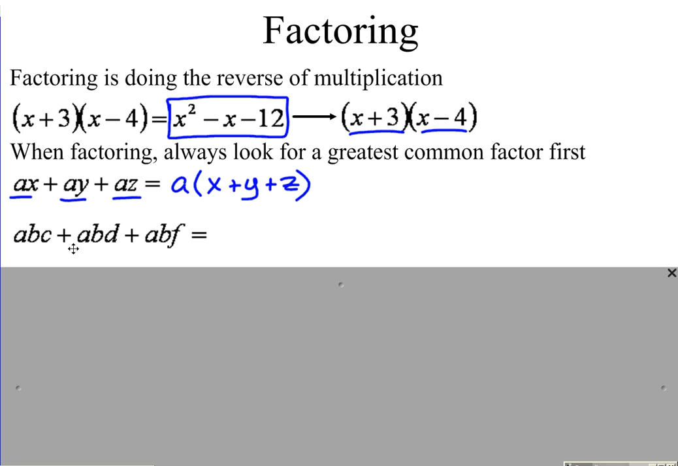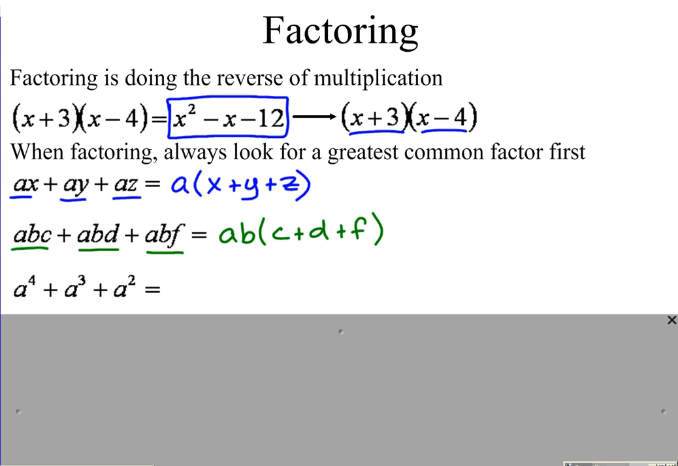Second one, in common to everything here, we have an a and a b. So I can take that and factor it out. Take an a and a b out of that first term, we're left with c. Take an a and a b out of the second term, we're left with d. Take an a and a b out of the third term, we are left with f. Again, if we were going to distribute that back through, we would get back to our original expression.